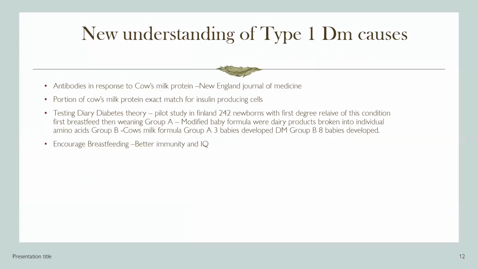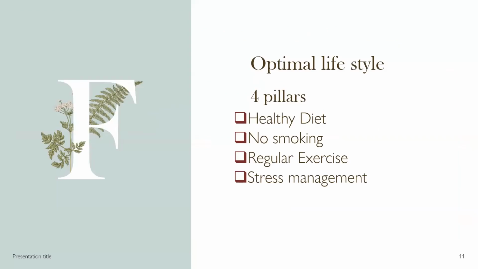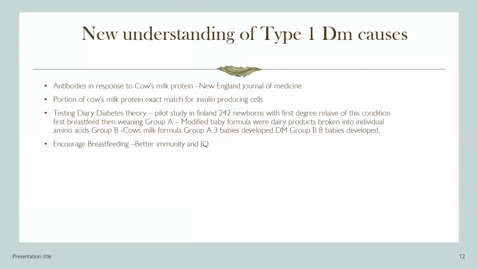Now, first we'll focus on healthy diet. Before understanding healthy diet, we'll see what the causes are in type 1 diabetes. There was a study done in Finland with almost 242 newborns who had first degree relatives, that is, nearest relatives, having diabetes. In group A, there was first breastfeeding, then weaning was done, and modified baby formula was given, where dairy products were broken down into individual amino acids. In group B, the babies were also breastfed, then weaning was done, and then cow's milk formula was given.